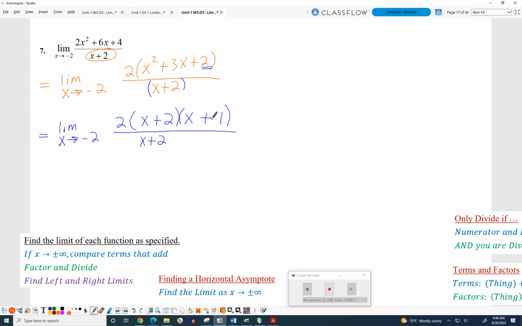Will you always take the denominator and put it in the first parentheses? Not necessarily. That just kind of happened.